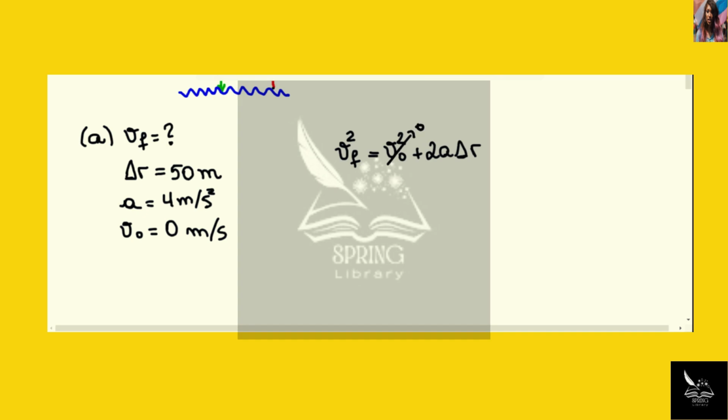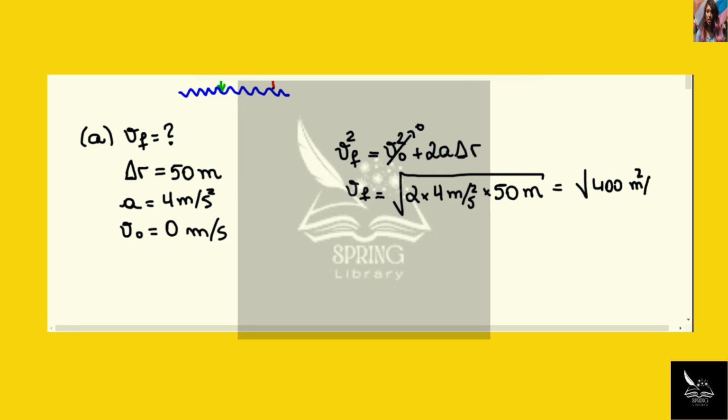So V0 is 0, Vf is the square root of 2 times the acceleration a, which is 4 meters per second squared, times delta r, which is 50 meters. So this is the square root of 400 meters squared per second squared. So Vf is equal to 20 meters per second. This is the answer to question A.